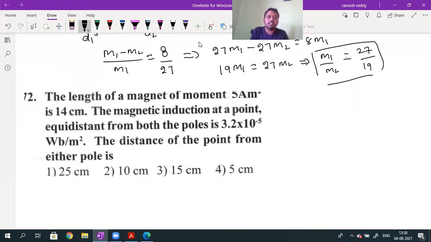Next question, this is question number 72. Almost all complicated questions are over, and these one or two questions are simple. So once you check, the length of a bar magnet of moment 5 ampere meter square is 14 centimeters. The magnetic induction at a point equidistant from both the poles is 3.2 into 10 to the power of minus 5 Weber by meter square. It is the same model as the first question. I will just give you a hint, you solve it. What is the distance of the point from either pole?